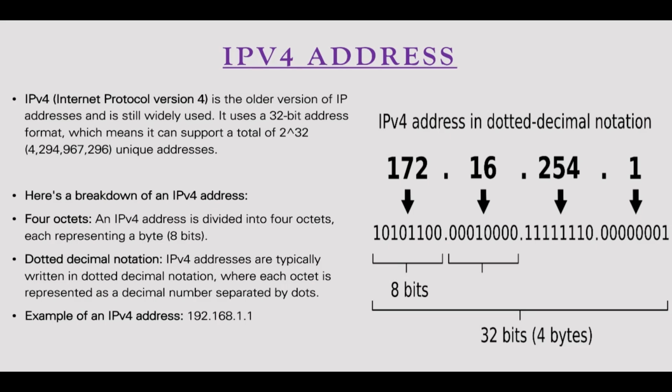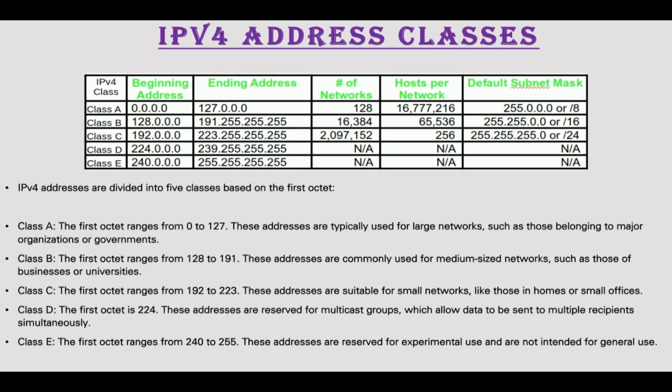Four octets. An IPv4 address is divided into 4 octets, each representing a byte, 8 bits. Dotted decimal notation. IPv4 addresses are typically written in dotted decimal notation, where each octet is represented as a decimal number separated by dots. Example of an IPv4 address, 192.168.1.1.